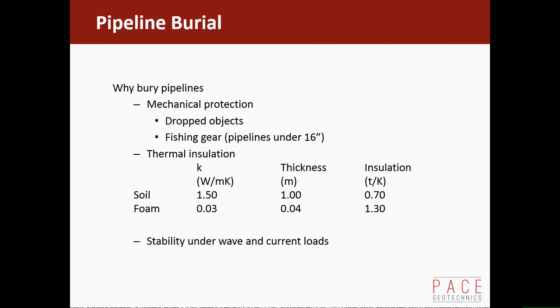As an example of just how much benefit you get from trenching a pipeline, there's two ways you can do it. You can put an expanded polyethylene type coating, PPE coating, on the pipeline, and if that's say 4 centimetres thick, it has a very low K value, a low thermal conductivity, which means that it transmits very little heat. So it does make a big difference in keeping the pipeline warm.